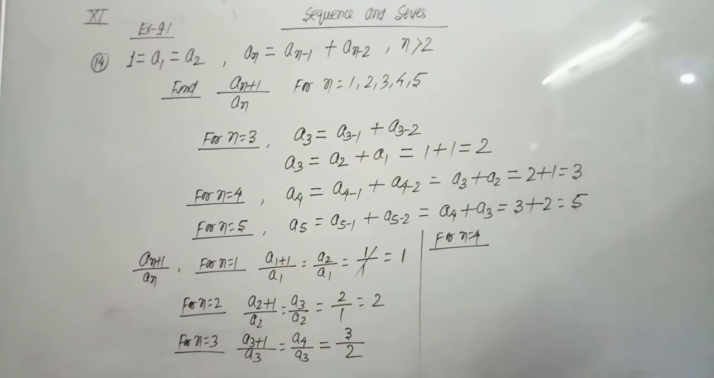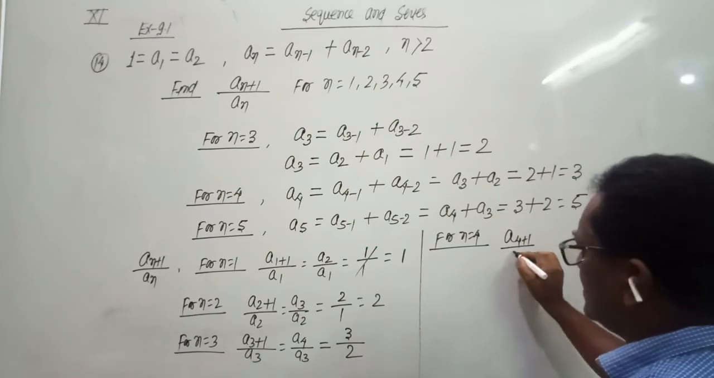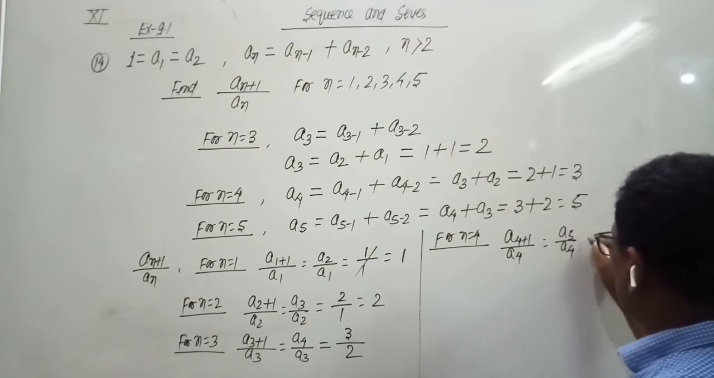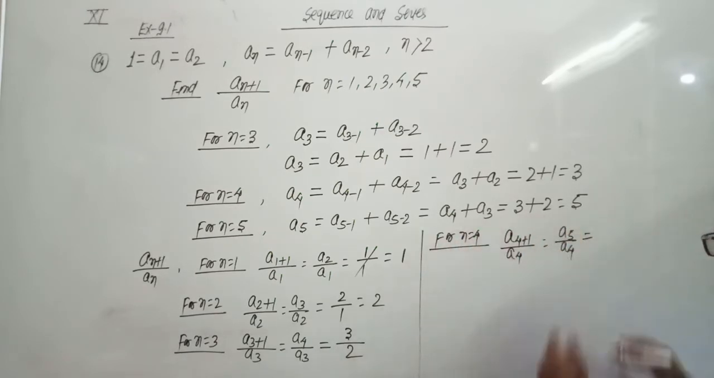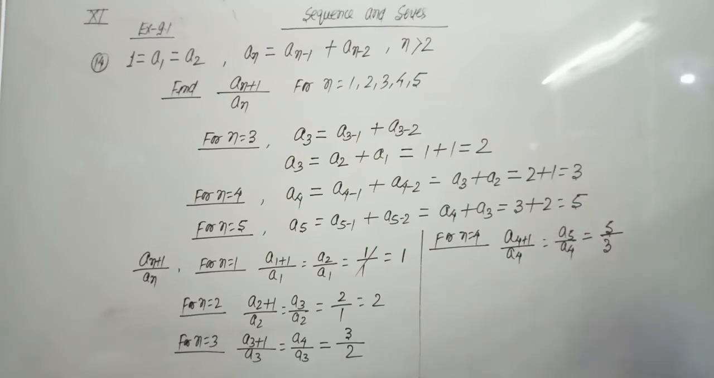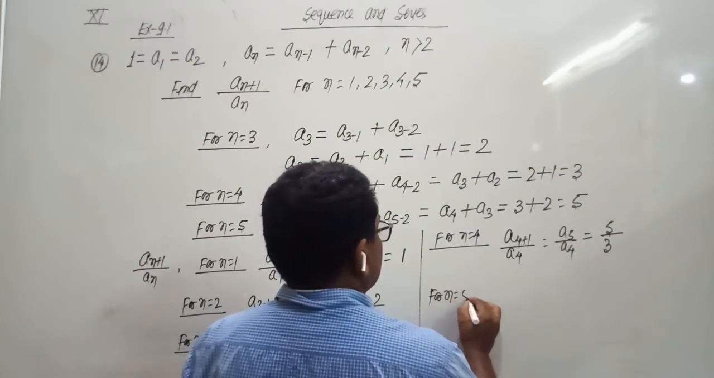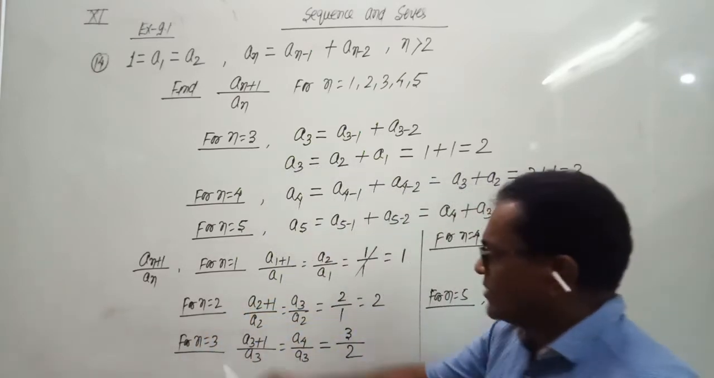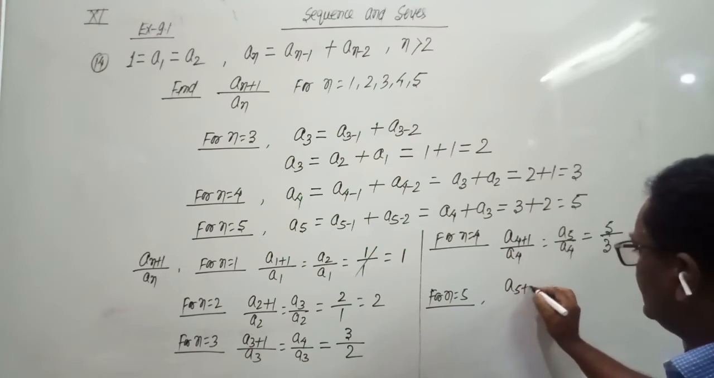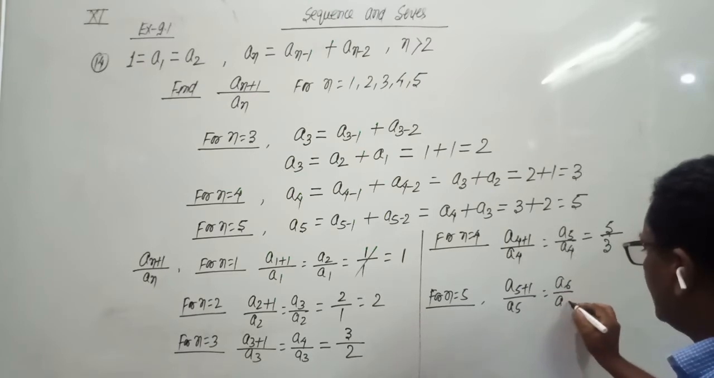Now for n equals to 4, you put the value of n equals to 4. So a(4+1) upon a4, that is a5 upon a4. The value of a5 is 5 and the value of a4 is 3. Now for n equals to 5, put the value of n equals to 5. So we get a(5+1) upon a5, that is a6 upon a5.